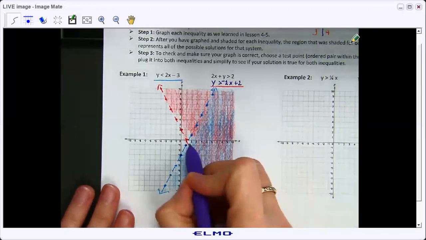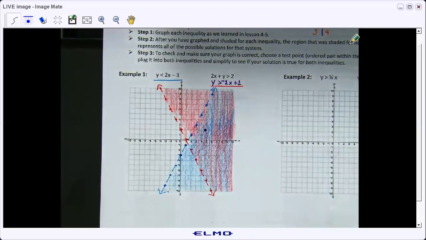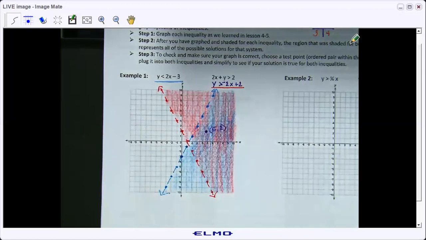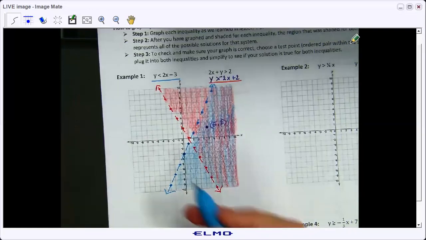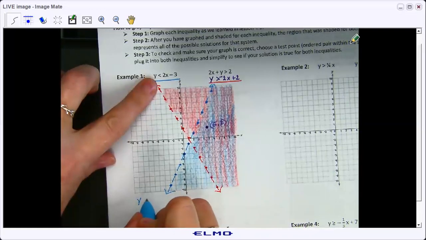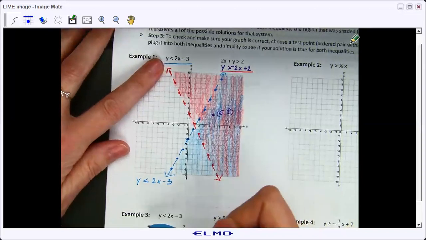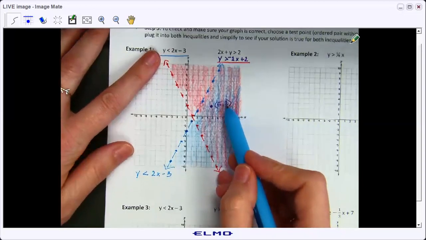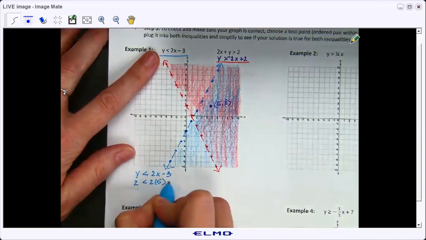I'm going to choose an ordered pair and plug it into each inequality to see if they're true. Okay, so I am going to choose 5, 2 right there. And below the graph, I am going to take each of the inequalities. Y is less than 2x minus 3. And I'm going to plug my ordered pair into the inequality to see if it's true. So 5 represents my x and 2 represents my y. So I have 2 is less than 2 times 5 minus 3.